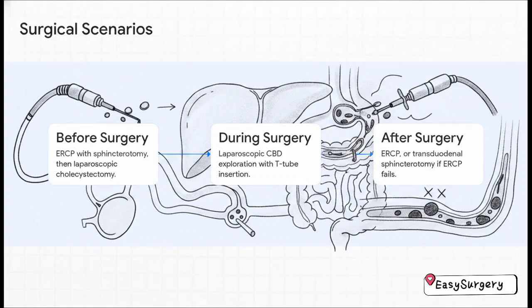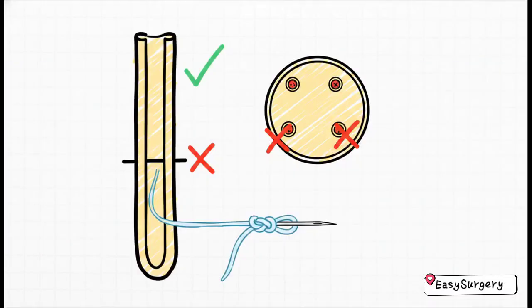Scenario 3, detected after surgery. You attempt an ERCP, but if that stone is massive or deeply impacted, you have to escalate, literally cutting open the duodenum in a transduodenal sphincterotomy to go grab it under direct vision. Before we wrap, here are some absolutely crucial insider tips straight from the chief surgeon.